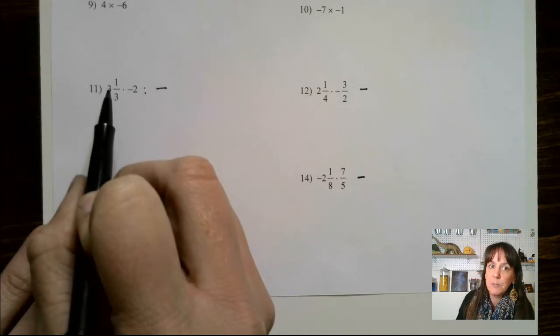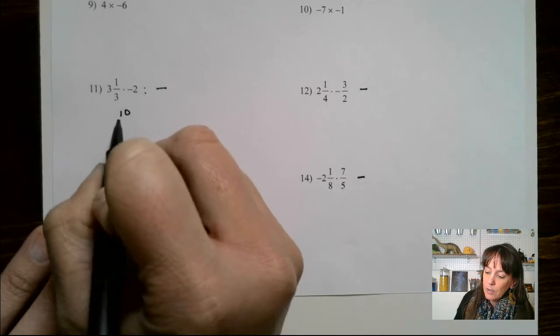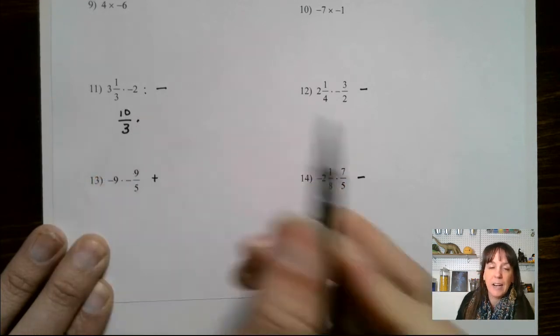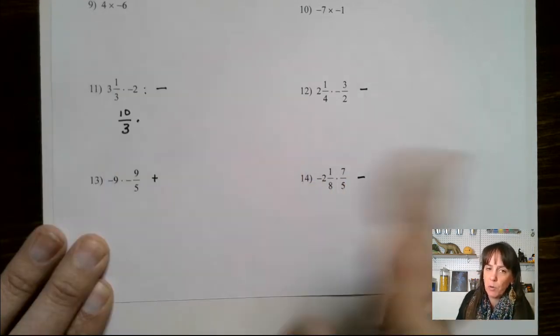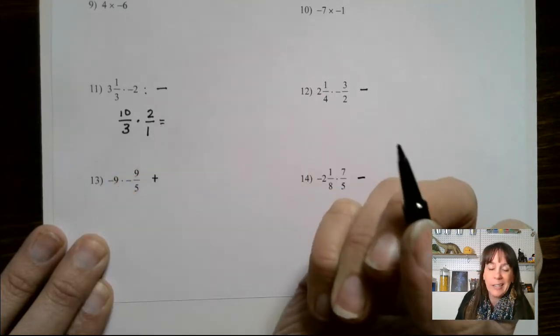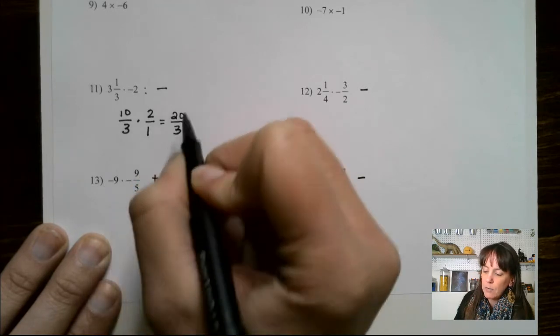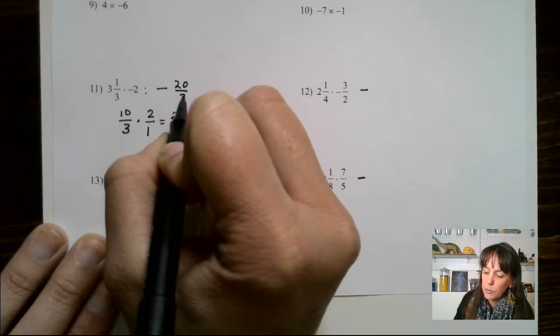So 3 times 3 is 9, plus 1 more is 10. So we have 10 over 3 times, and I already know my answer is going to be negative, so I'm not worrying about the signs. 2 over 1. Is there anything I can cross cancel? Nope. So multiply straight across the top, straight across the bottom, I get 20 over 3. So my answer is negative 20 over 3.